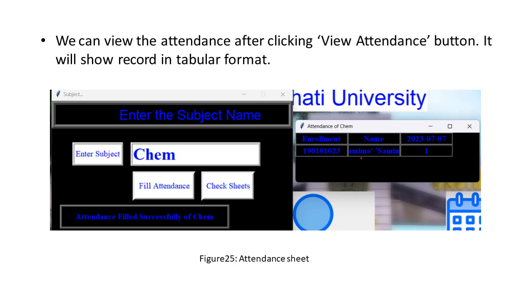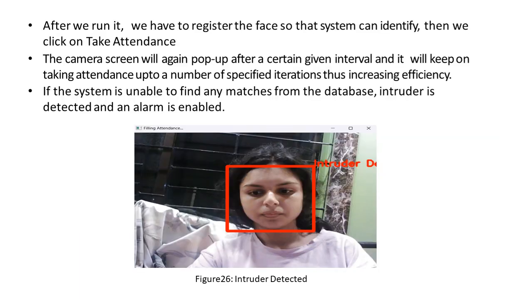So we can also view the attendance. Here is the file where we can see the attendance, and it is shown in a tabular format. After that, if a certain person is not registered, or if she or he is not meant for the class, the intruder detection system would be alerted. And as we can see, since my model is not trained here, I am detected here as an intruder.